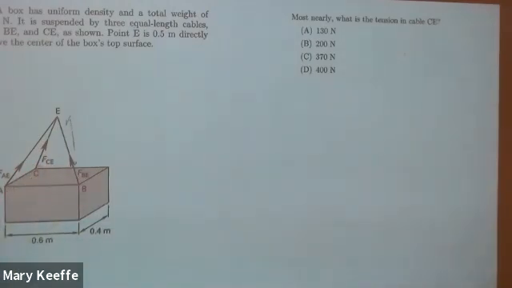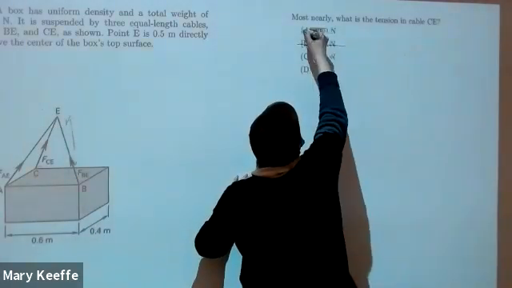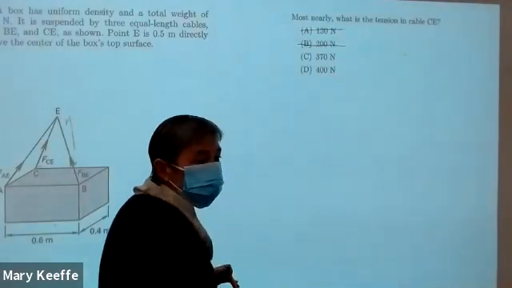Now here's where you can throw a few things out. If those two cables were exactly vertical, then they would each have to hold 300 newtons. If they're tilted, they're going to have a bigger tension than if they were vertical. So the ones you should be able to throw out right away are this one and this one.